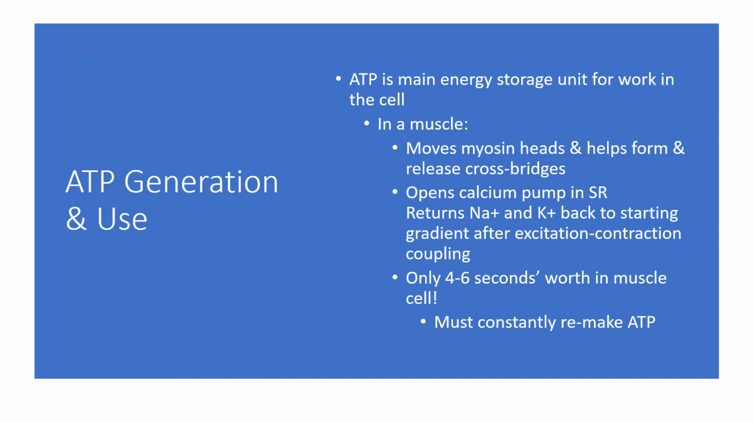Muscle fibers have lots of mitochondria, the powerhouse of the cell, which makes ATP. It makes ATP from sugar.